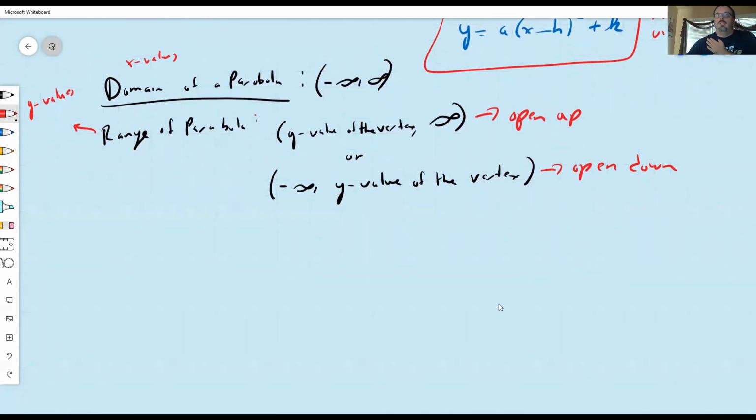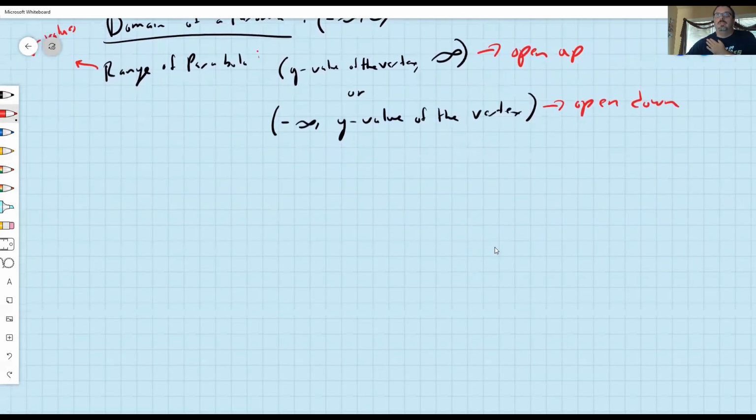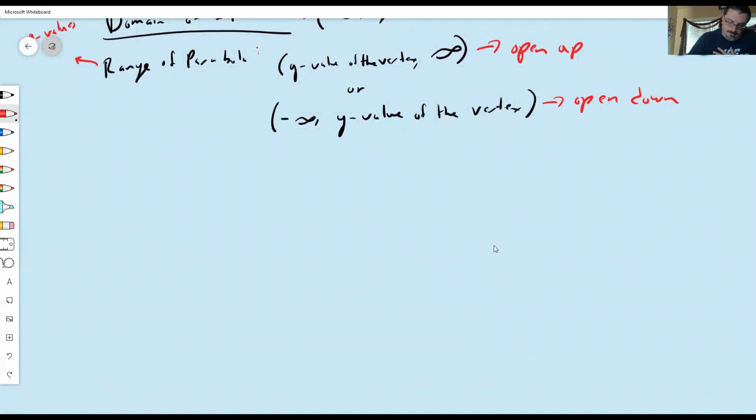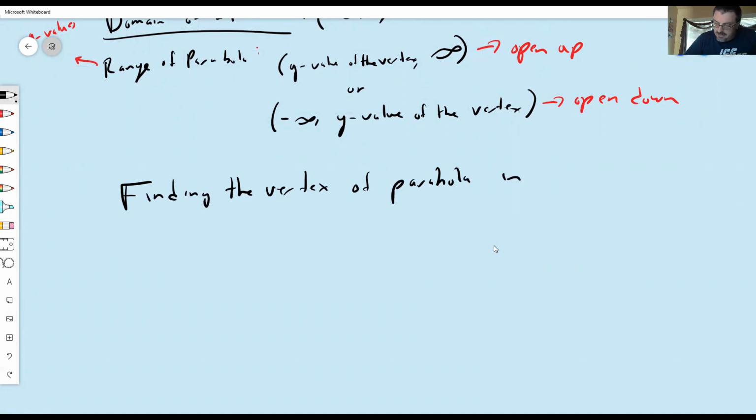So finding the vertex of a parabola in y equals a(x minus h) squared plus k form.